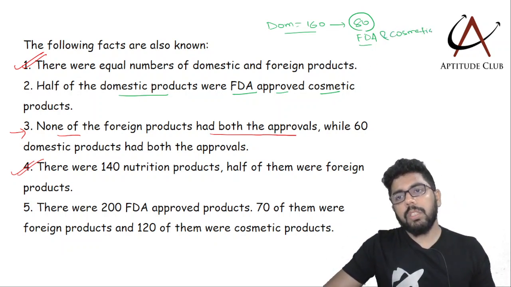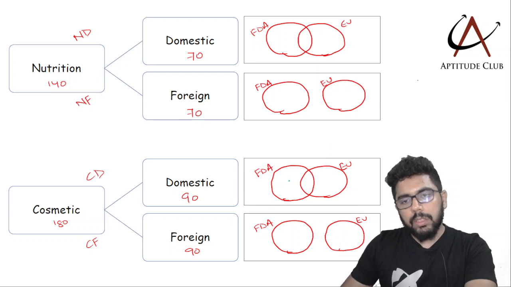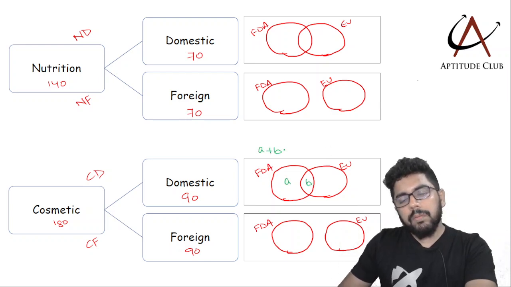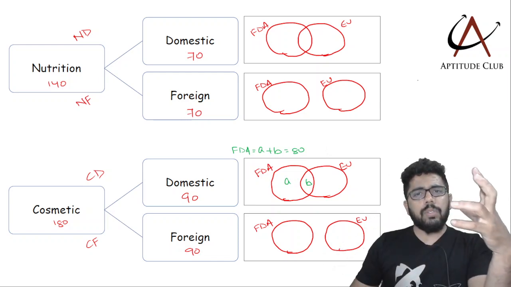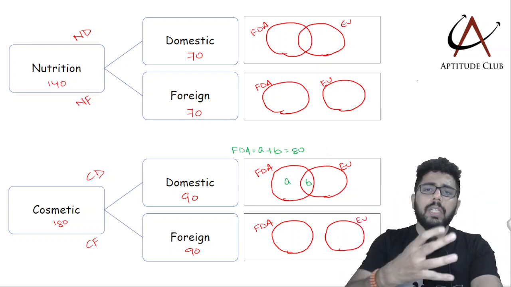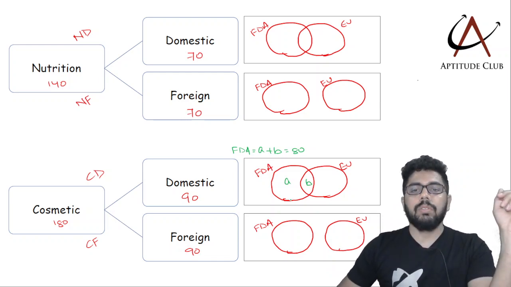So where do I put it? I'll go to cosmetic, and because domestic and then FDA approved. So in this, let me name it as AB. I can write A plus B is 80 because this is FDA approved, because FDA approved could be only FDA approved and FDA with EU approved. That can also happen. So that is why A plus B I took.